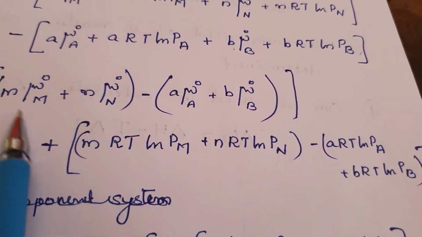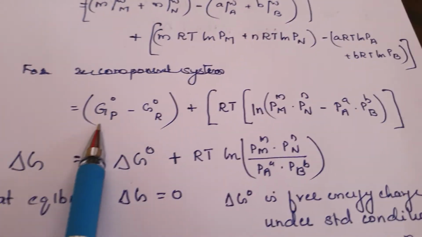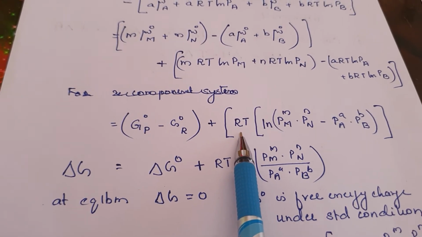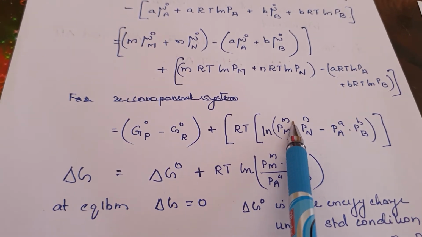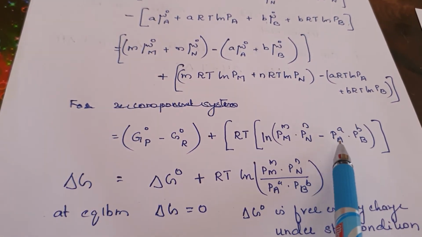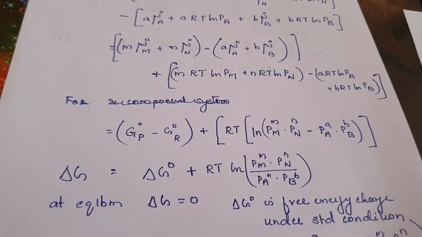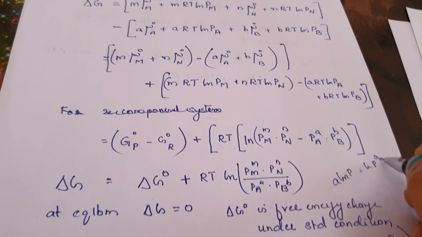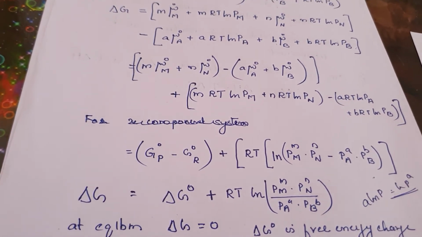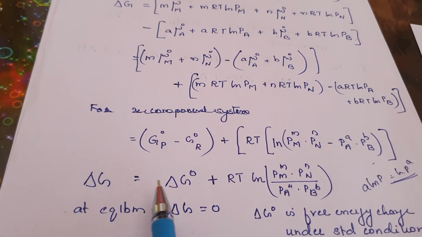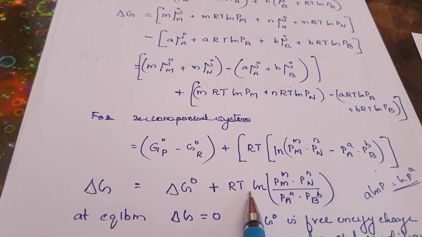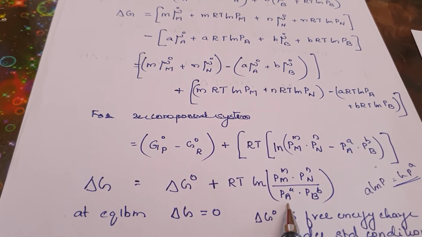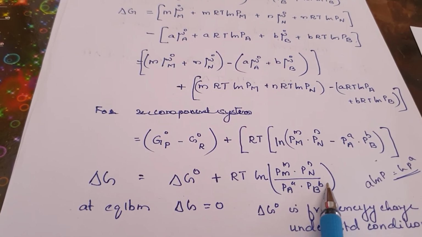Now this expression, you can write it as G0P minus G0R. And the other part is equal to RT ln of PM raised to M into PN raised to N, minus PA raised to A into PB raised to B, because A ln P is equal to ln P raised to A. So this way we substituted. So what we got: delta G is equal to delta G naught plus RT ln of PM raised to M into PN raised to N divided by PA raised to A into PB raised to B.